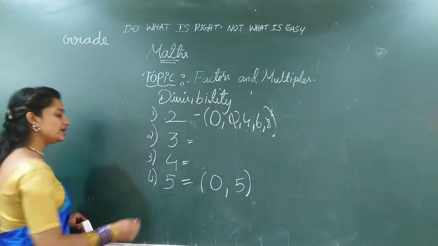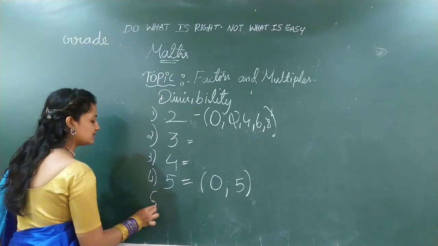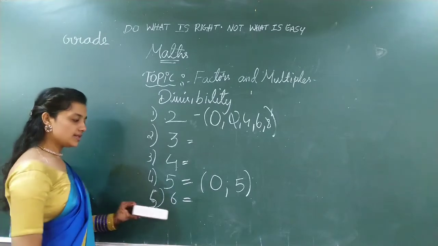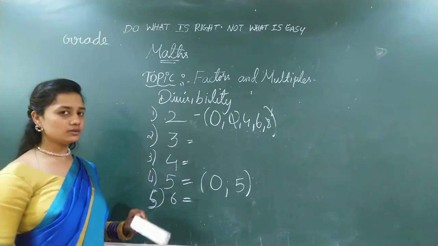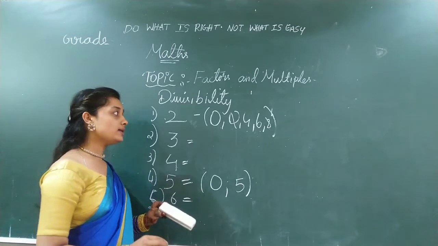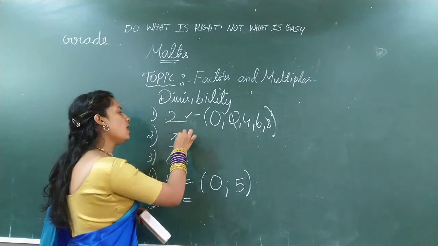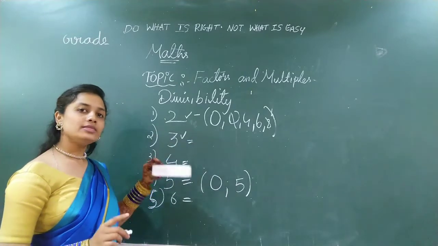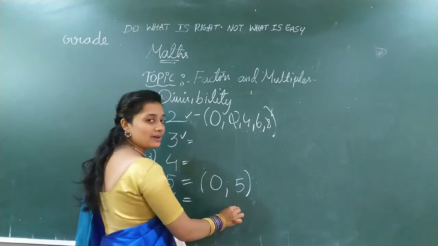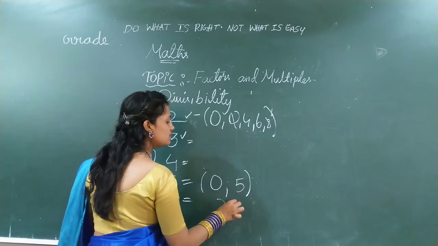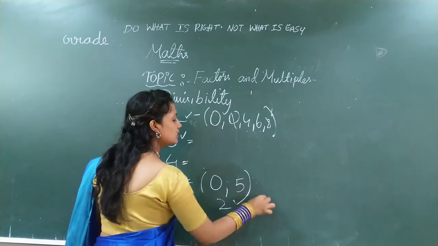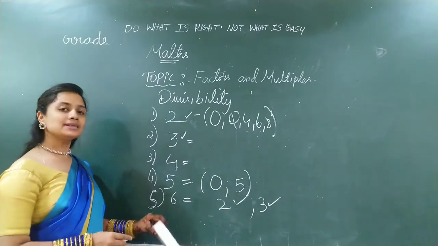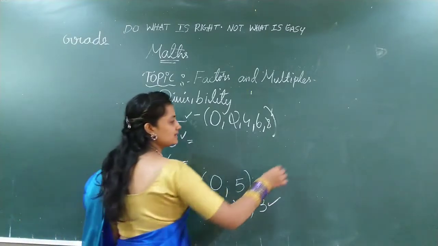Now let's go for divisibility of 6. For 6, you don't have a particular rule to check, but if it is divisible by both 2 and 3, then it will be divisible by 6. That is, it must be divisible by 2 also. It should be divisible by 3 also. Then 6. Let's take an example and see.